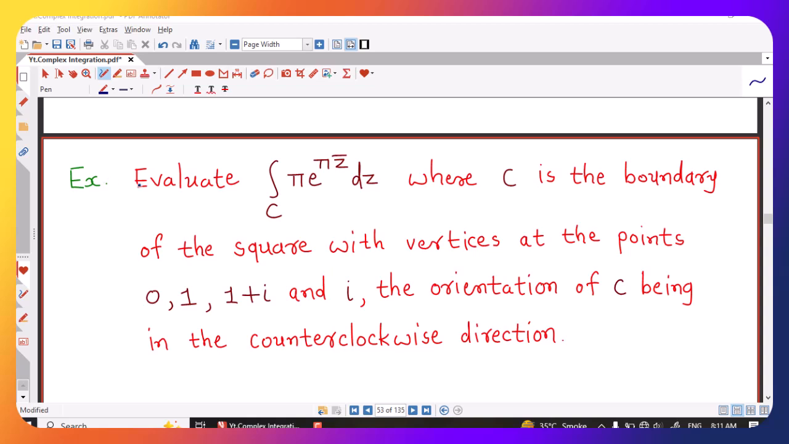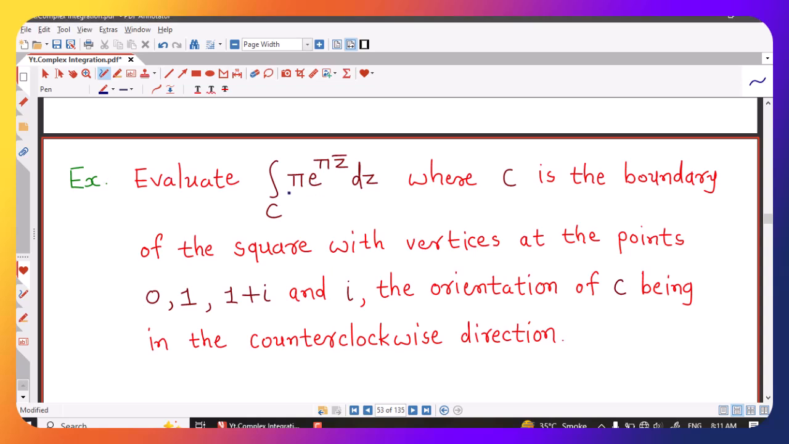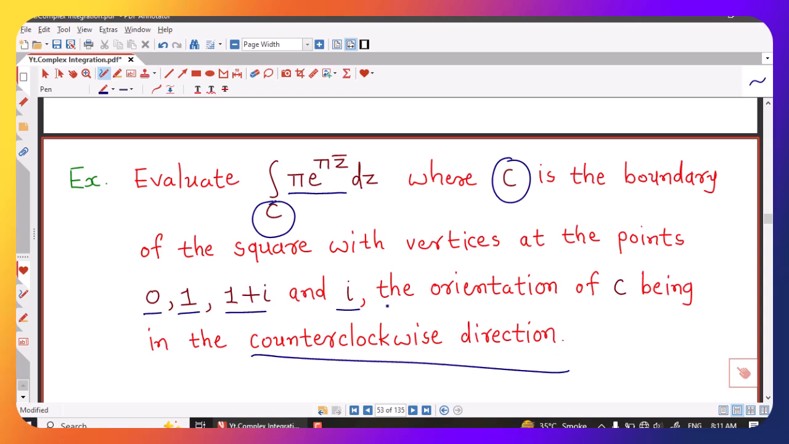Here we are asked to evaluate this contour integral where the function is pi times e to the power pi z bar, and this contour C is the boundary of the square with vertices at the points 0, 1, 1 plus i and i. We have to consider the counterclockwise direction. It is given that the orientation of contour C is counterclockwise.